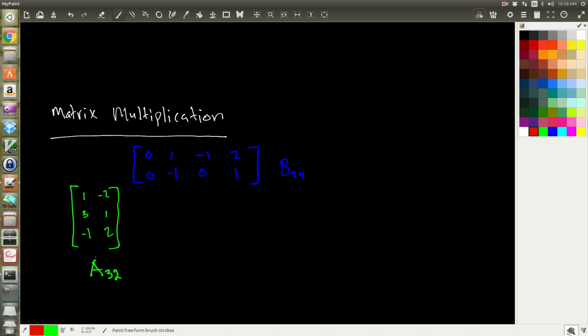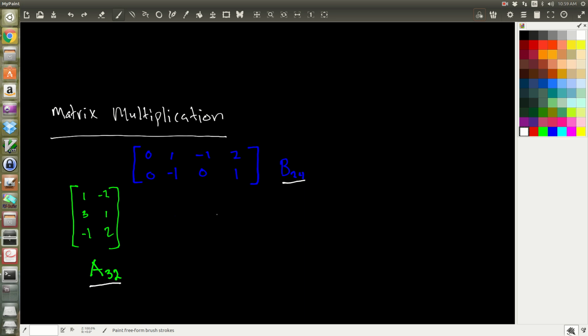Now the notation that I've used down here is A with the subscript 3, 2. That means this matrix A has 3 rows, so 1, 2, 3 rows, and then 2 columns, 1, 2 columns, okay? So that's what the 3 and the 2 mean. And B here has 2 rows, 1, 2 rows, and 4 columns, 1, 2, 3, 4. So that's what the B subscript 2, 4 is.